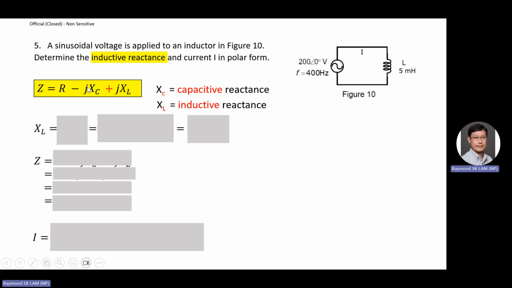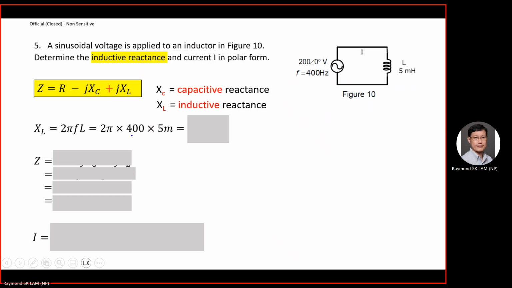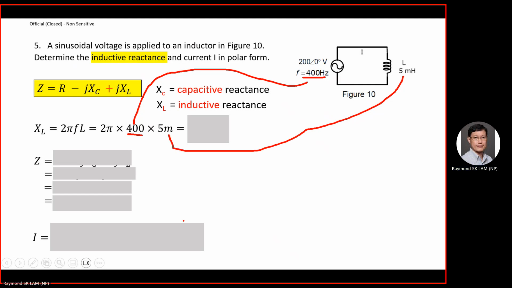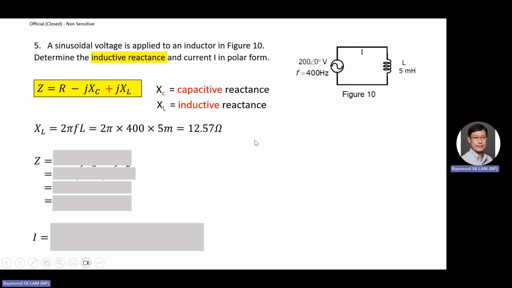Okay, so now XL, what is the formula for XL? If you have done the OAL, it's 2 pi FL. And you will get 2 pi multiplied by frequency. So frequency is given here, correct? Frequency, similar to the previous question. And the inductor is 5 millihenry. Milli is how many? 10 to the power of what? Minus 3. So you press calculator and calculate, you get 12.57 ohm. Also similar to resistance, so the unit is still ohm.